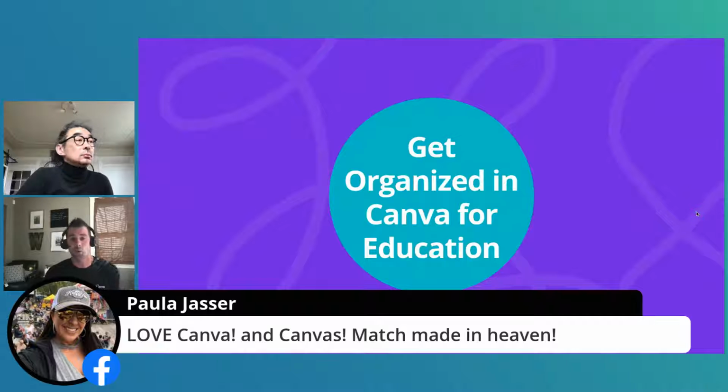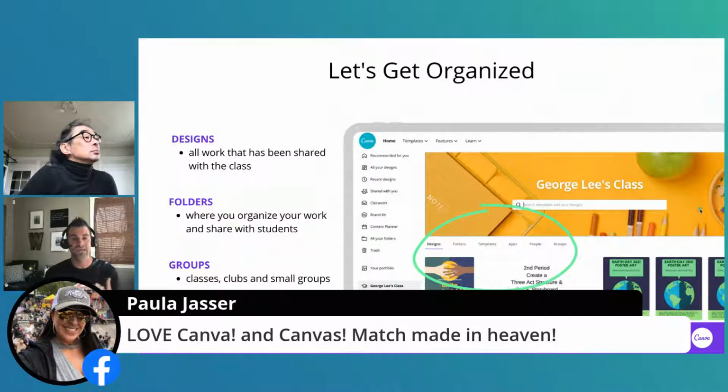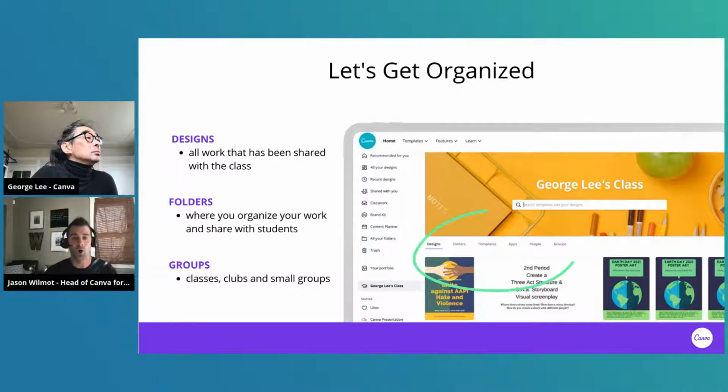So now, how would we get organized in Canva for Education? So now, let's think about how you actually get organized. So if you've never used Canva before, designs are really thinking about where all the work can be shared with your class. Folders are a place where you can organize work, draft work, and you can really share with your students. You can actually add students to folders, so only specific students if you're running a small project, or if you want to open it up to the class as well. Groups are larger groups typically, where you're thinking about an entire class or a club, but they also can be used for small groups.